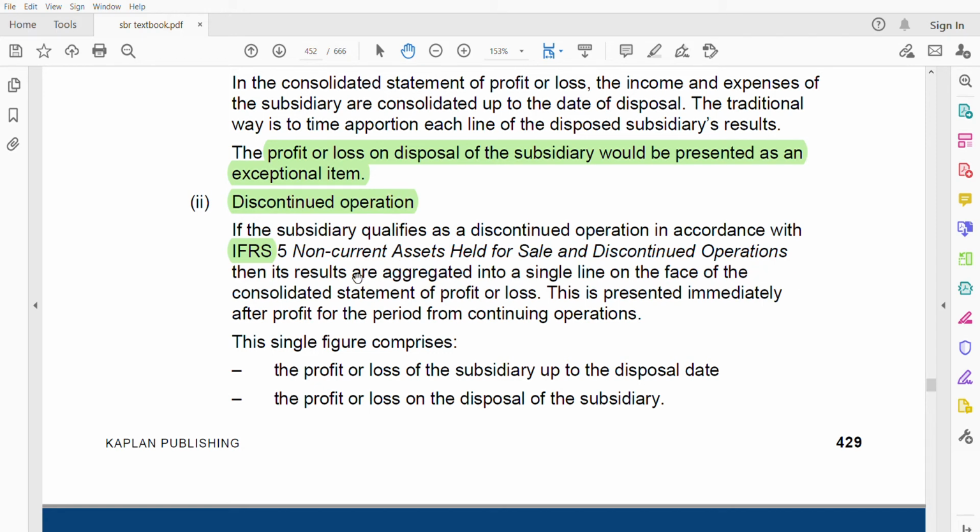Then the results are aggregated into a single line on the face of the consolidated statement of profit or loss. What does it mean? A single line will be there just to show profit or loss from discontinued operation. And this comes right after the profit for the period from continuing operations. Immediately after. You should know where exactly this is located. It is written right below the profit for the period from continuing operations.